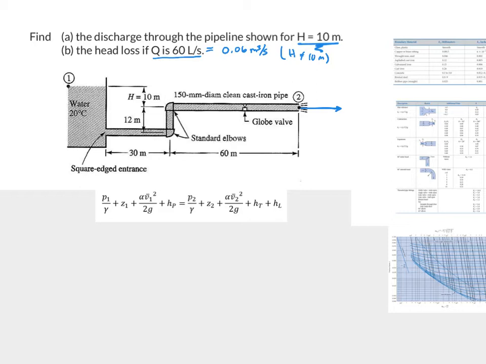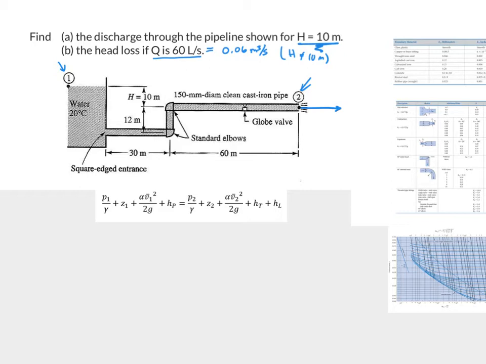So let's go ahead and work this problem. The discharge through the pipeline shown for H equals 10 meters. This is always nice when they do this for us. They don't always do this for us, but look, they gave us our points. So here's one. I'm going to delete that because I really messed that up. So we've got our points 1 right here and 2 right here. Okay, so here's our energy equation.